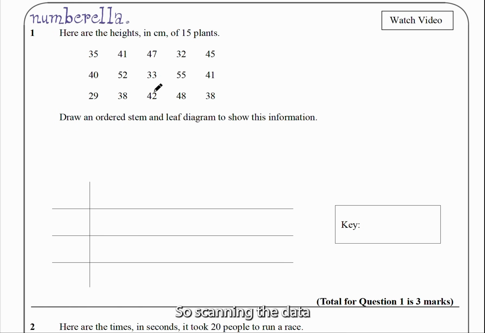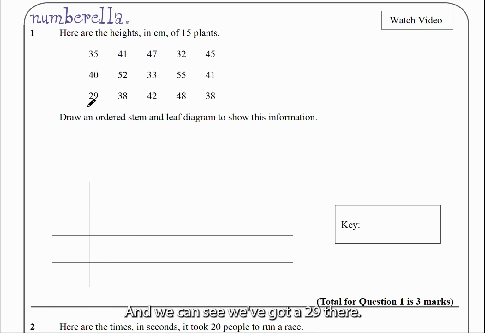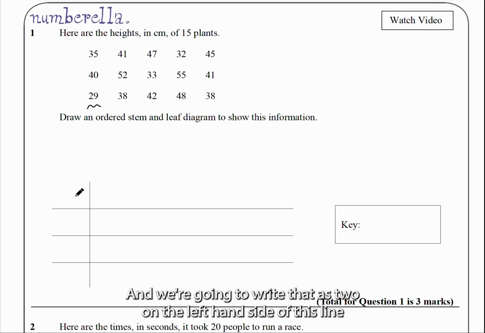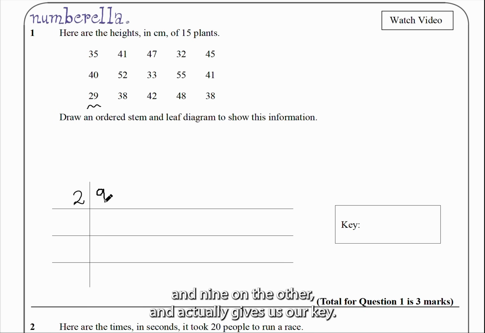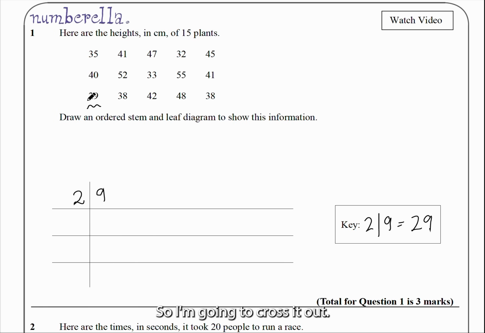Scanning the data, we're looking for anything beginning in the 20s, 30s, 40s and 50s, and we can see we've got a 29 there, and we're going to write that as 2 on the left-hand side of this line and 9 on the other. That actually gives us our key, so we can say that 2|9 equals 29. We've done that one, so I'm going to cross it out, and then we're going to move up to the 30s.